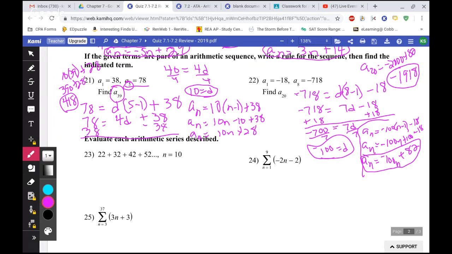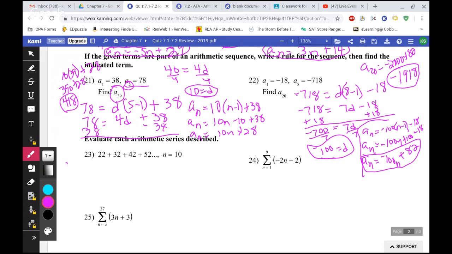Thank you. Okay. This number 23 is a weird one because the common difference is 10, because you can see that it's going up by 10. And the number of terms that it wants you to find is 10. So this one gets a little wonky. It's going to look weird with all the 10s in it.